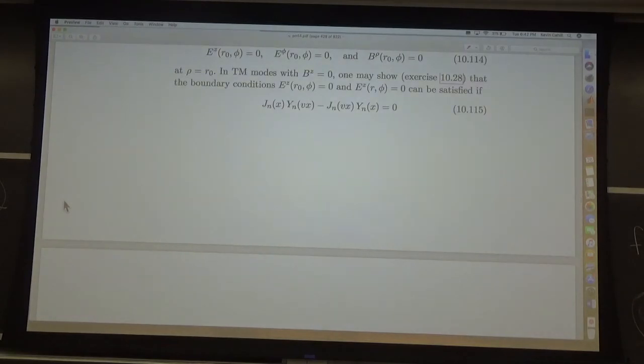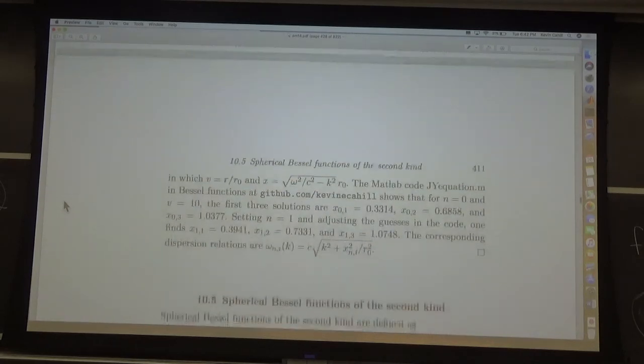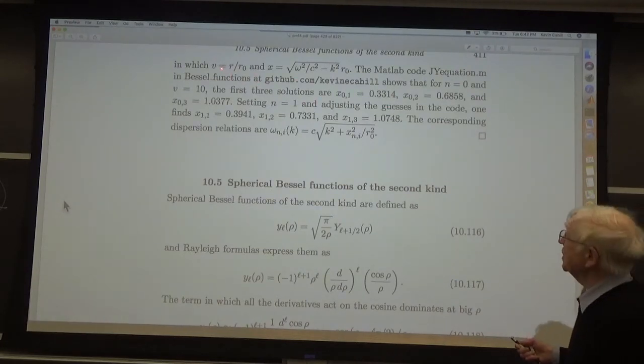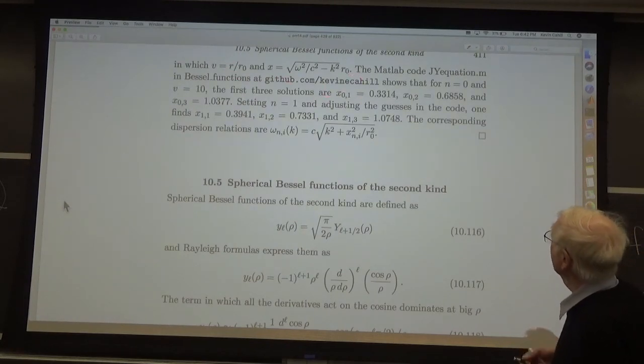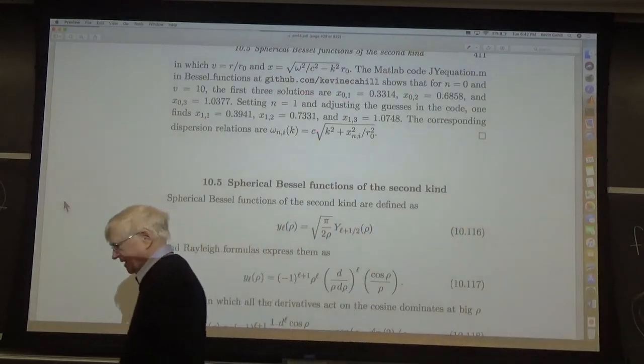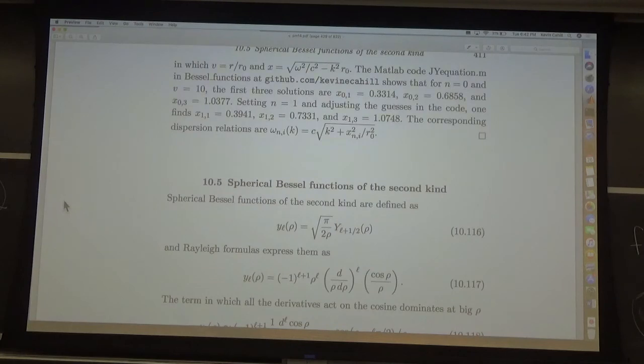the boundary conditions in turn can be satisfied if you have this expression vanishing, and here V is R over R0, X is given by that. And in GitHub I put, or GitHub, I don't know how to pronounce that. Anyway, I put the MATLAB code to solve some of these things.